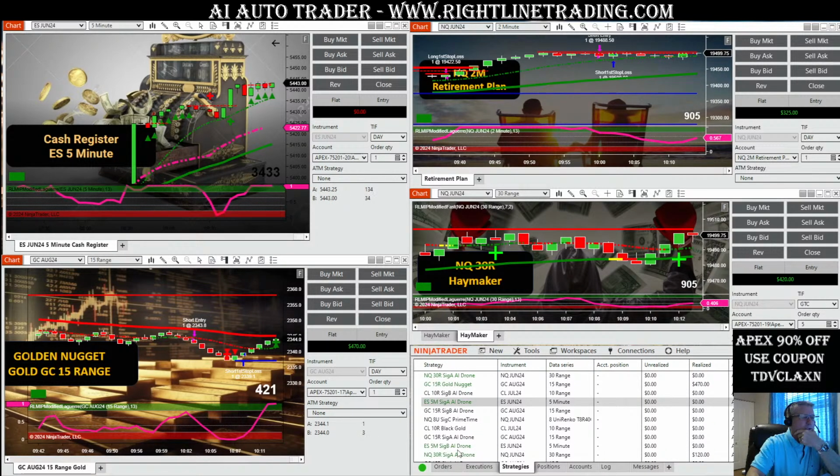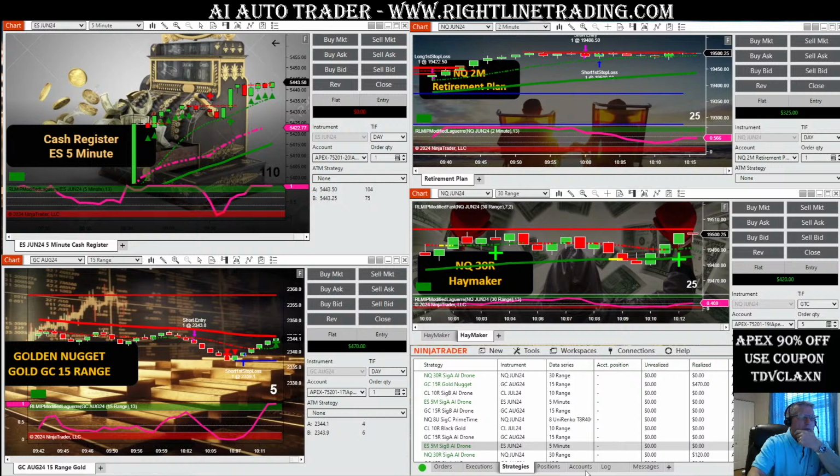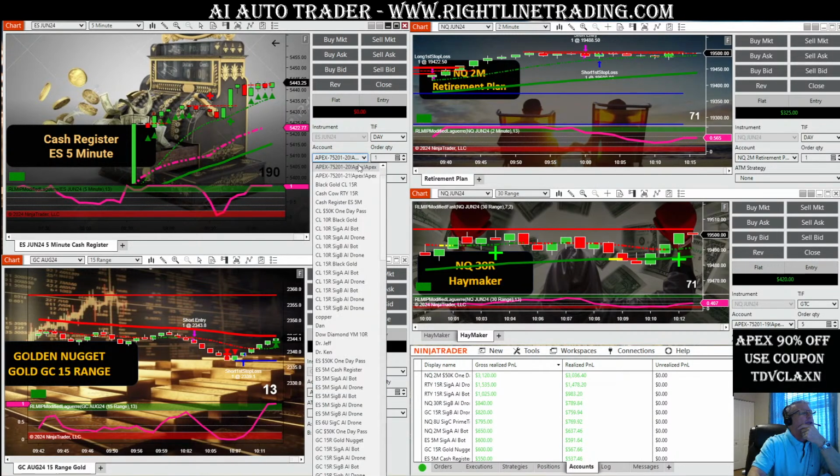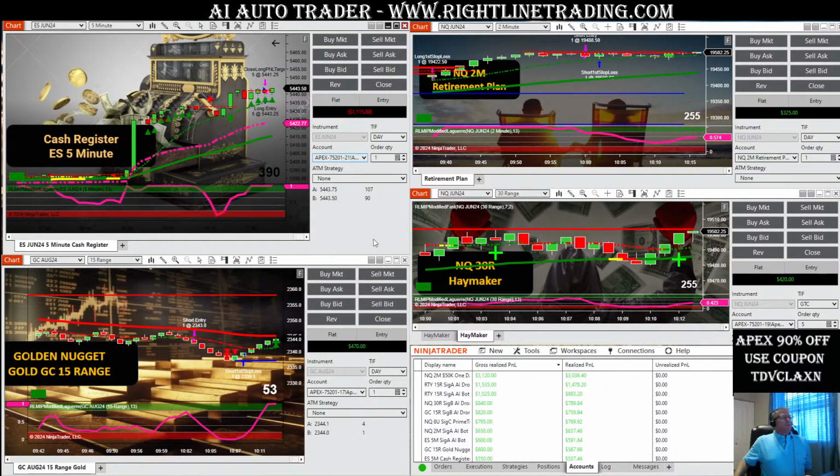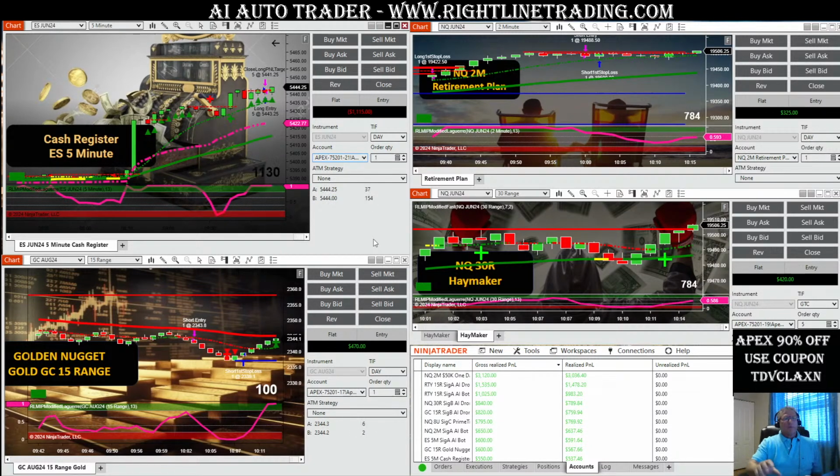ES signal B is on account 21. So let's put this on account 21. Try to get some of that money back. Here we go. Let's break through this area right now. Here we go.